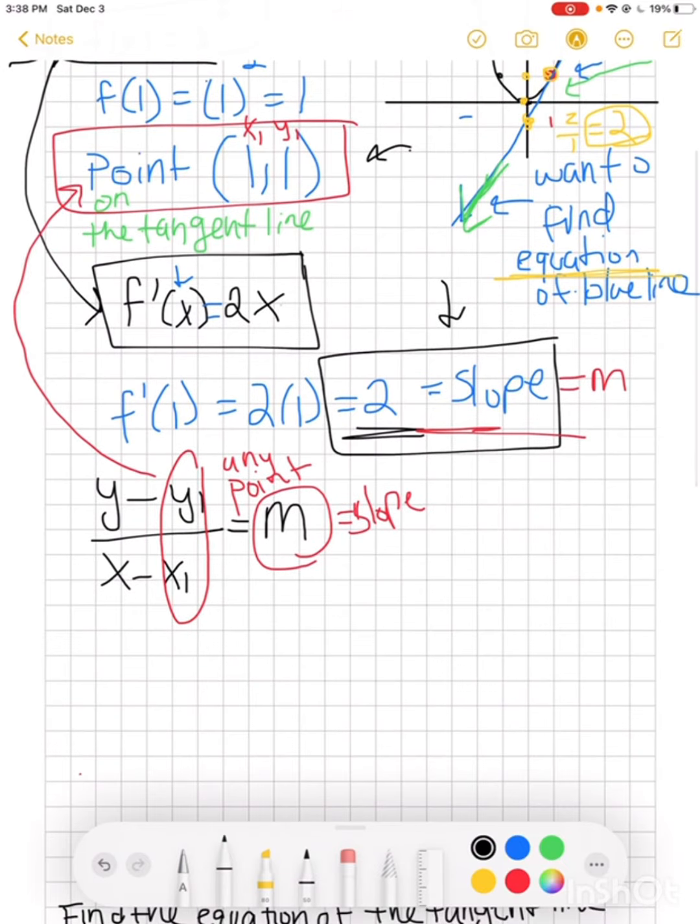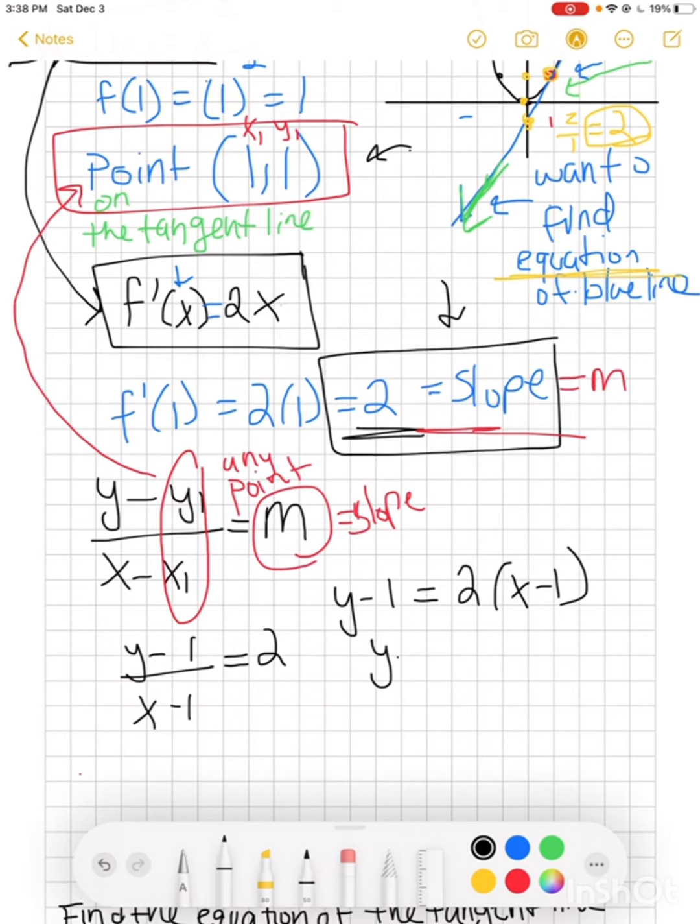So let's go ahead and do that. It's going to look something like this. (y minus 1) over (x minus 1) equals 2. So I'm going to multiply by x minus 1 on both sides. We're going to get y minus 1 equals 2 times (x minus 1), and then we're going to distribute. So y minus 1 equals 2x minus 2. And then we're going to add 1 to both sides. So we get y equals 2x minus 1.